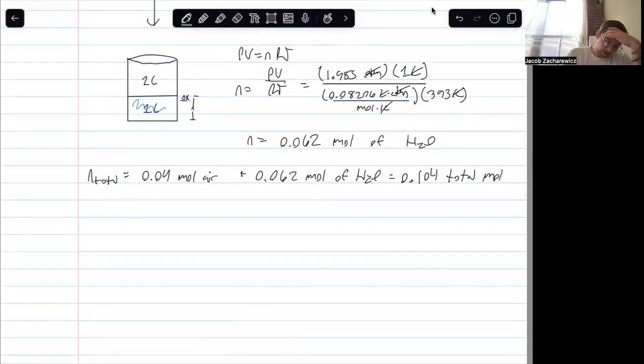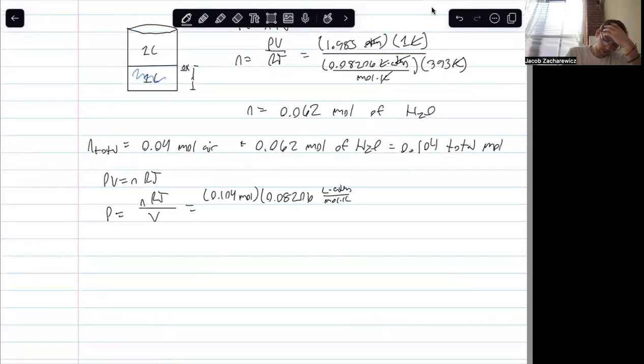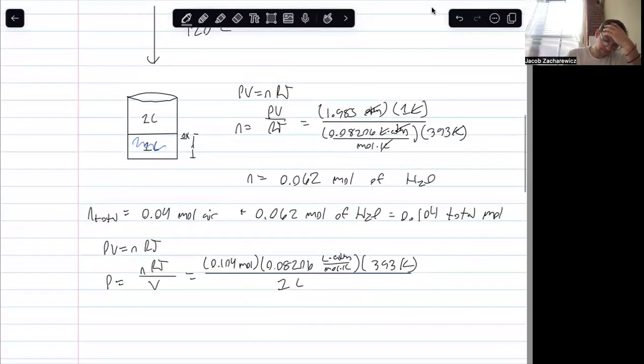Now, using our ideal gas equation again, we need to solve for the final pressure. If we divide everything by V, we get the pressure is nRT over V. If we plug in all our values, we have 0.104 total moles times the ideal gas constant, 0.08206 liter ATM per mole K, at 393 Kelvin. And our volume, remember, is going to remain at 1 liter.